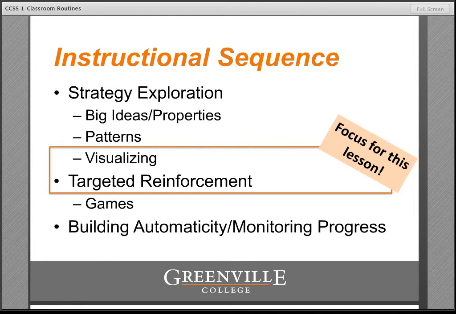The classroom routines that we discuss will serve as a reinforcement for Level 3 methods. They are still whole group though. And then in the next lesson, we'll examine reinforcement strategies that shift to partner work and individual work. And then in the final lesson, we'll consider strategies for assessing progress.